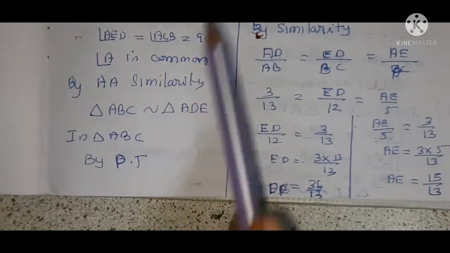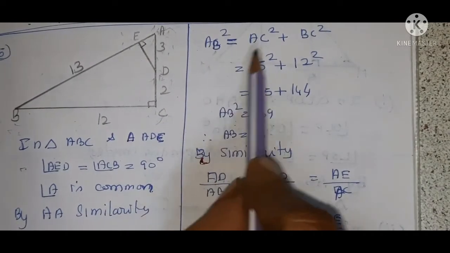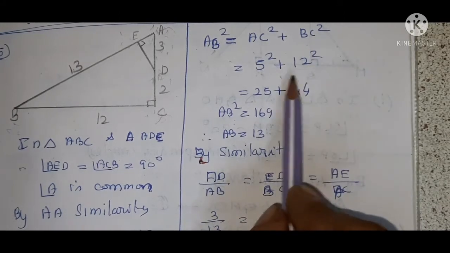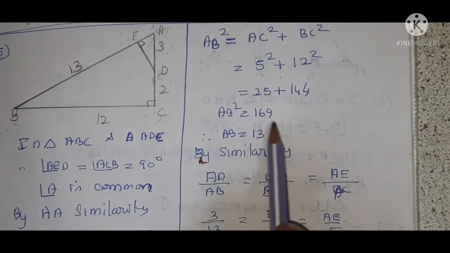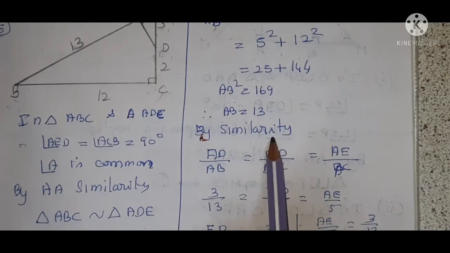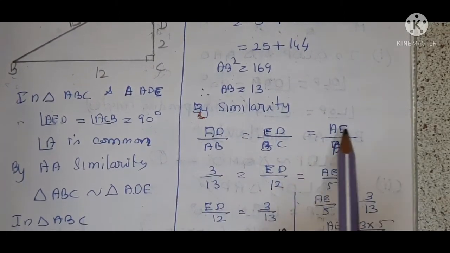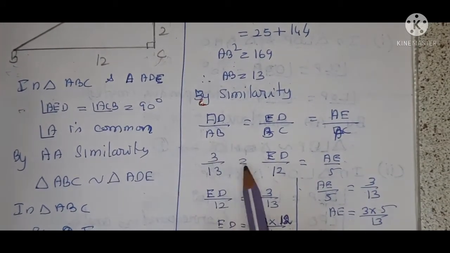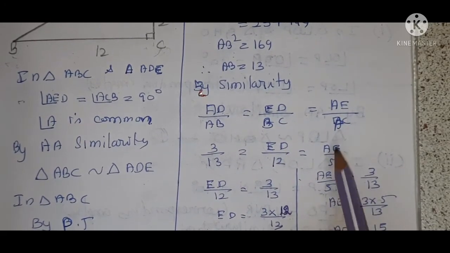In triangle ABC, by Pythagoras theorem, AB square is equal to AC square plus BC square. AC is 5 square plus BC is 12 square. 5 square is 25, plus 12 square is 144. 25 plus 144 is 169. AB square is equal to 169. AB is 13. By similarity, AD by AB is equal to ED by BC is equal to AE by AC. AD 3 by AB 13 is equal to ED by BC 12 is equal to AE by AC is 5.